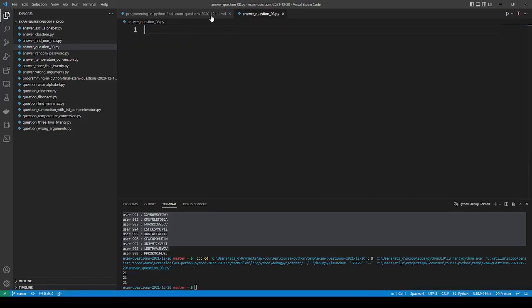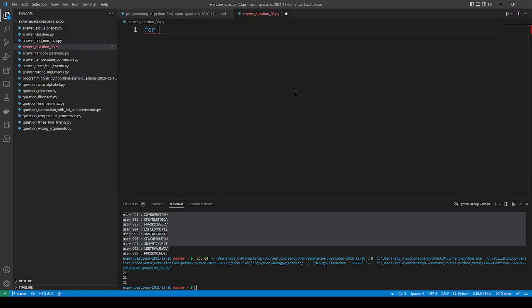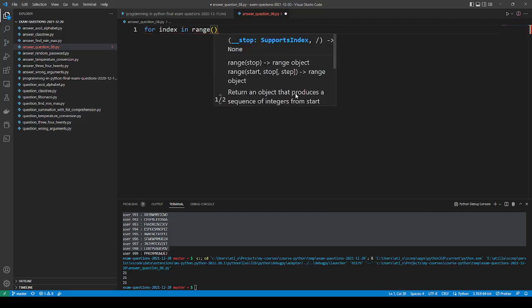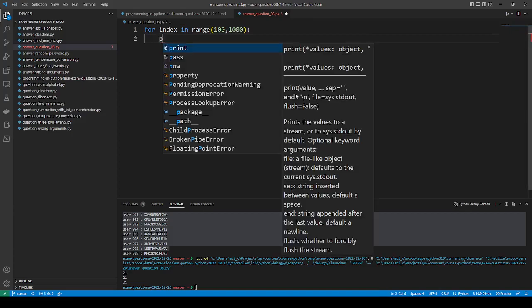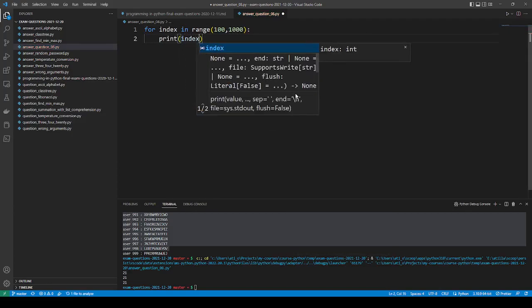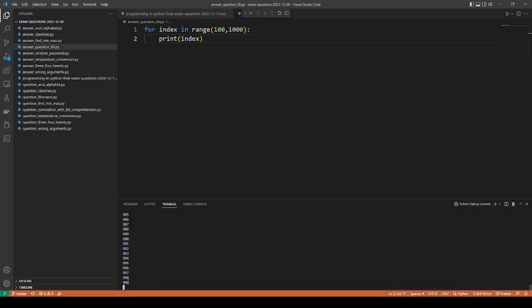I need to find these 3 digit numbers. How can I write all 3 digit numbers? For index in range, 3 digit numbers should start from 100. This is the first 3 digit number, and it should go to 1000. And let's say print index. If I do it this way, okay, as you can see, all 3 digit numbers are here.